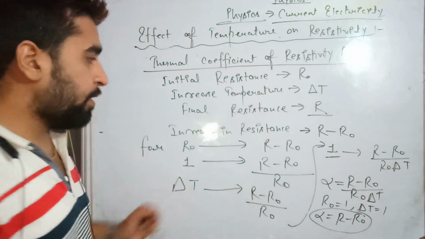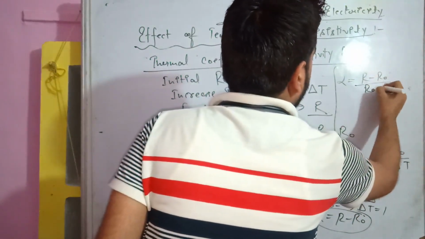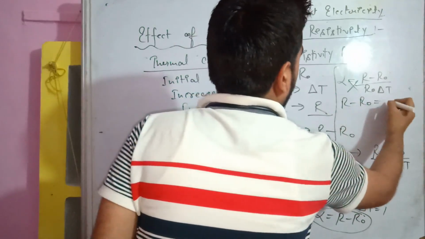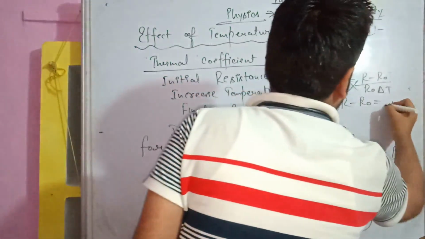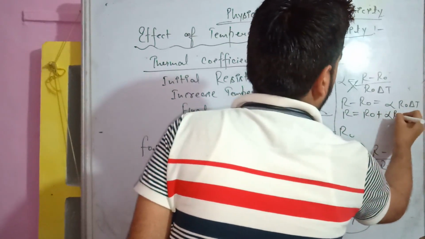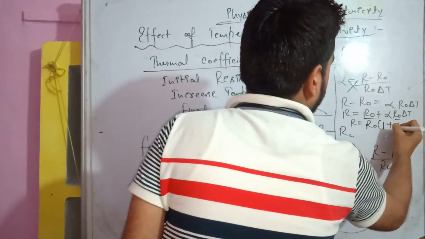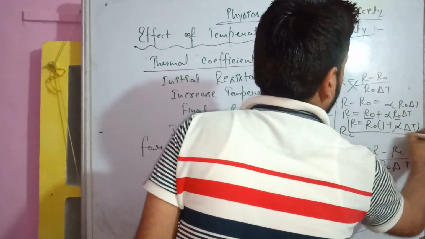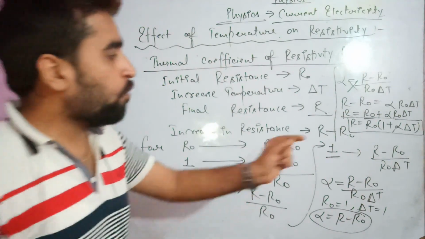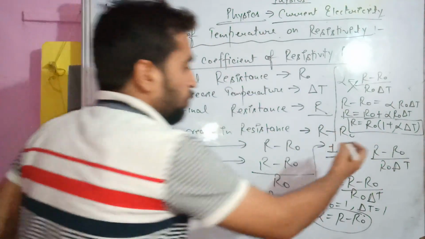And now from this equation, as we have got alpha is equal to R minus R0 upon R0 delta T, once we solve this equation, there will be cross multiplication. So R minus R0 will be equal to alpha R0 delta T. And what will be the value of R? R will be R0 plus alpha R0 delta T. Now, if you take this R0 common, the new resistance will be R0 into 1 plus alpha delta T. Now, if you use mathematics and your sense, you will come to know that the new resistance is equal to R0 into 1 plus alpha delta T.